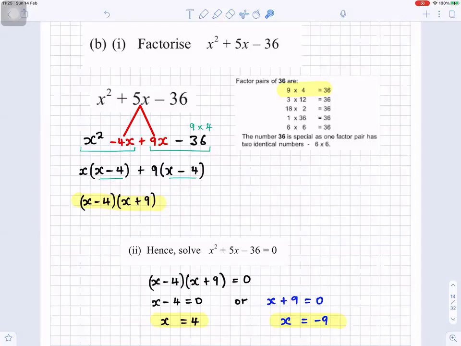Hence, solve x squared plus 5x minus 36 equals 0. So we write (x minus 4)(x plus 9) equals 0. So either x minus 4 equals 0 or x plus 9 equals 0. If you take minus 4 to the right, it becomes plus 4. And you take plus 9 to the right, it becomes minus 9. So your two answers are x equals 4 and x equals minus 9.